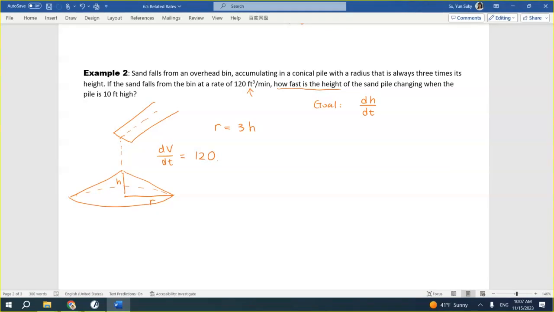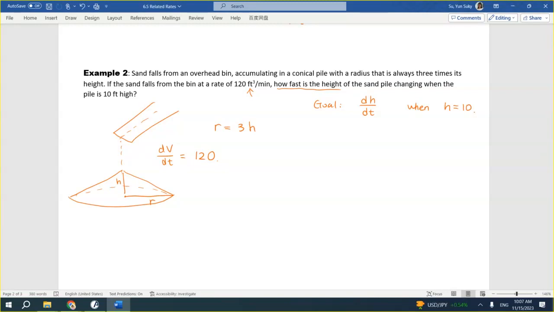Our goal is to find dh/dt at the moment when the pile is 10 feet high. So when h equals 10. By the way, h is changing. It just asks you to find the rate of change of the height at the moment when the height is 10 feet. Okay, everybody?